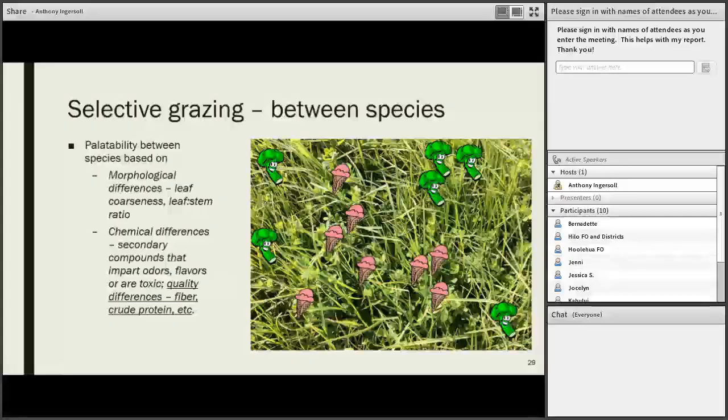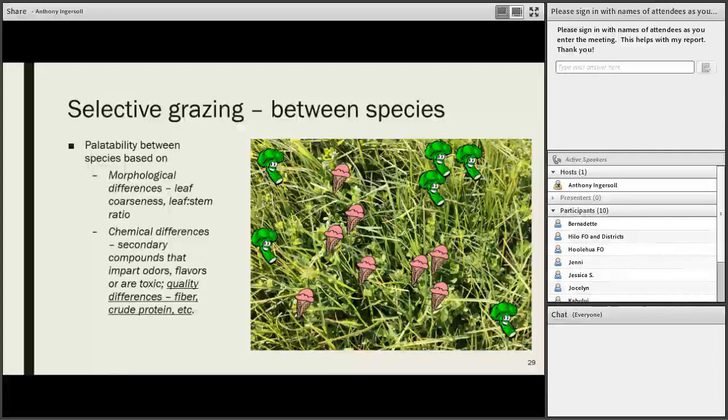We also have selective grazing occurring between species. And so this picture has got a bunch of bird's foot trefoil intermixed with kikuyu grass. And palatability between species is going to be based primarily on either morphological differences, whether how coarse the leaf is, or the leaf to stem ratio, which is related to the forage quality, or the chemical differences, whether they're secondary compounds that limit intake or that impart odors or flavors. Some of them might be toxic. And then again, these quality differences of fiber level and crude protein.